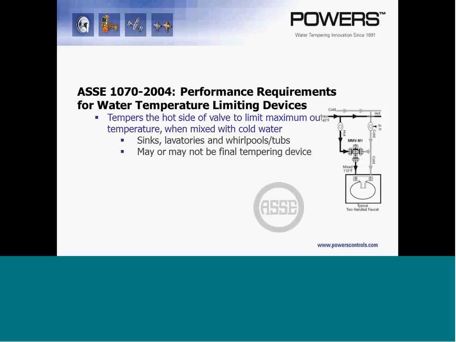So going from one point of use valve, the shower, to the lavatory, the 2004, which I believe is the most recent version, is the standard which dictates water temperature limiting devices. As you can see from that diagram, you're limiting the temperature to the hot water side of a valve. This is primarily used for sinks, lavatories, and whirlpools. According to the standard, this may or may not be the final tempering device. In this instance, you can see it's feeding the hot water side of a two-handle faucet. You can obviously make adjustments to temperature above the deck too, throttling the cold water up and down as well.